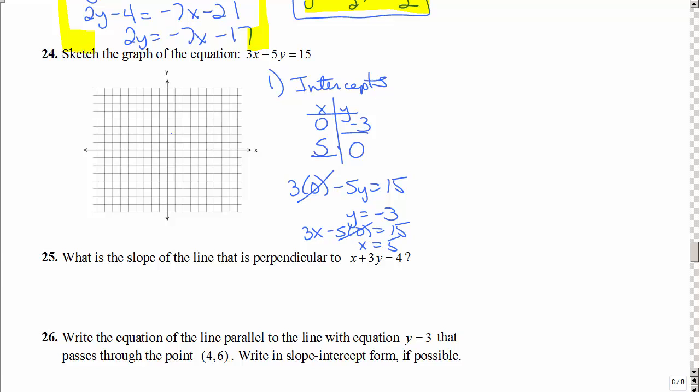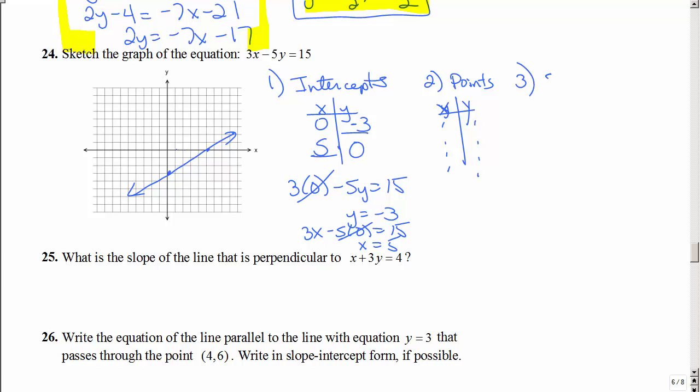So I could plot those points, 0, 1, 2, 3, and then 1, 2, 3, 4, 5, and get that line. And I'm done. Another method is just to pick 2 points and make a table of values. Make it an x and a y and plug in anything you want. I'm not going to do that method.